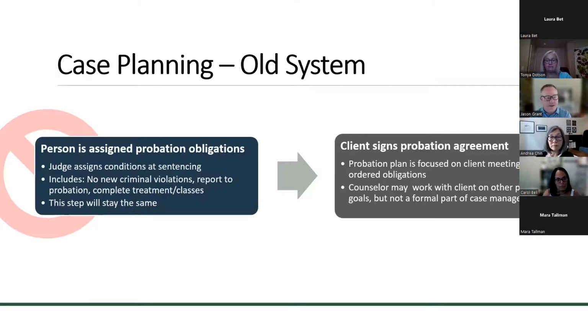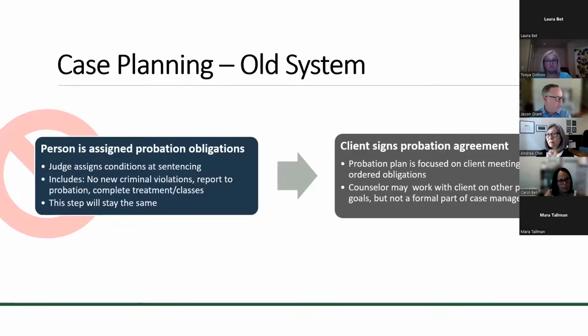The counselor would often work with the client as they got to know them to identify what else was going on in that client's life, what their particular needs were, and work on a voluntary basis to meet those needs. That process wasn't necessarily defined in our policy. It was just good casework.